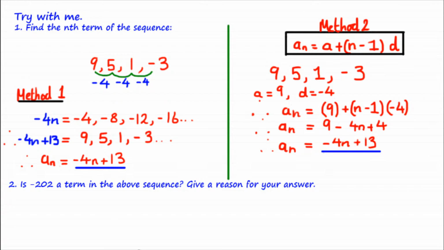So we've got an answer 13 minus 4n. Okay, I'm not sure how bad the lag is on my side. But yes, that was the nth term of the sequence we've just looked at, correct? Okay, can't really see question 2. May I zoom in? I can read it out to you. So, is negative 202 a term in the above sequence? Give a reason for your answer.